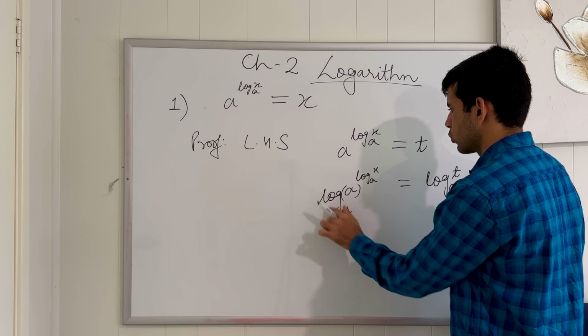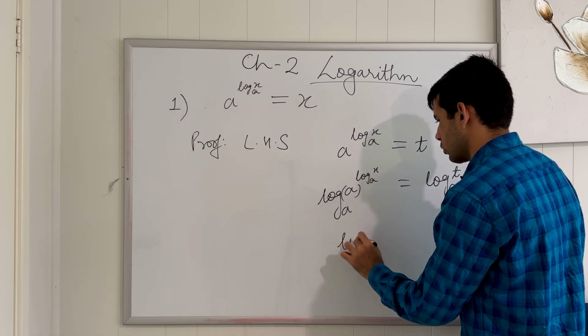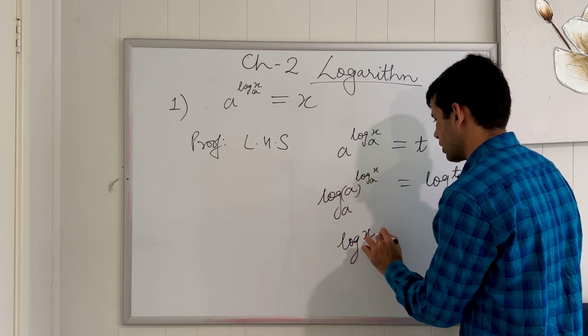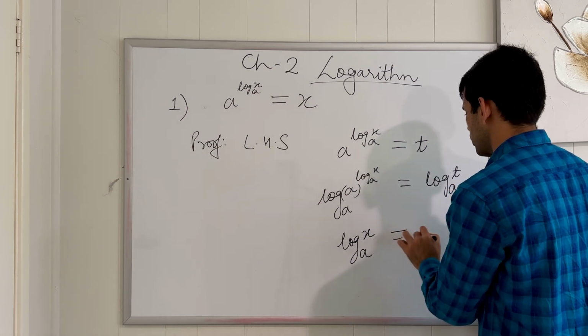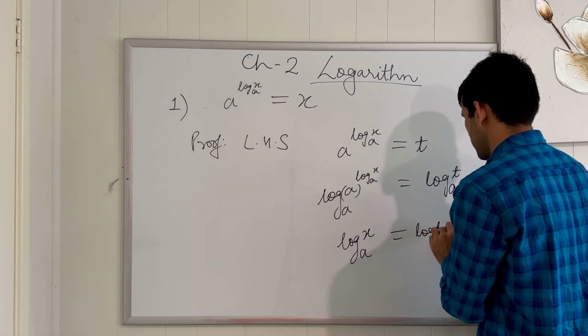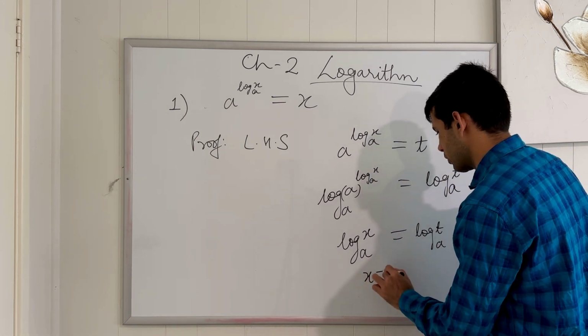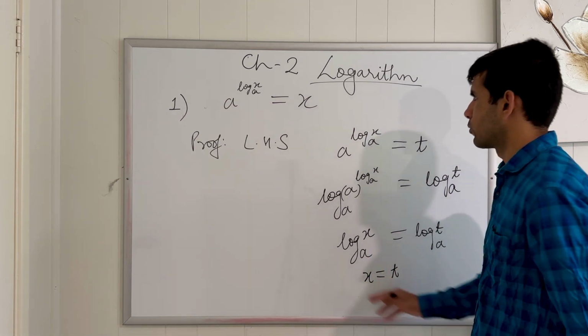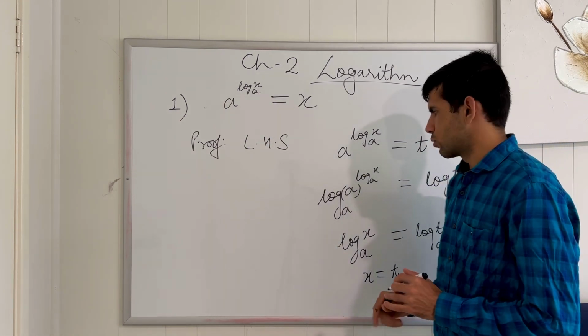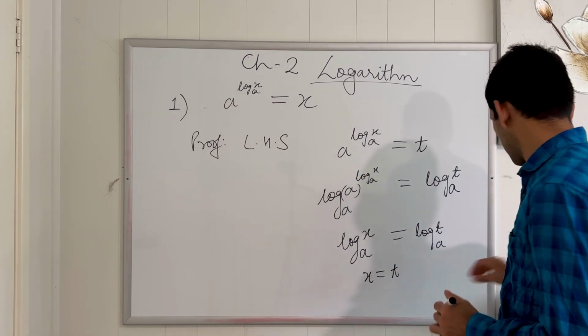So what you get? log a base a is 1 and the power comes down. So it is just log x base a, which is equal to log t base a. Now if you see, the bases are the same, so x must be equal to t. Therefore it is x. So you can just write down the proof as well.